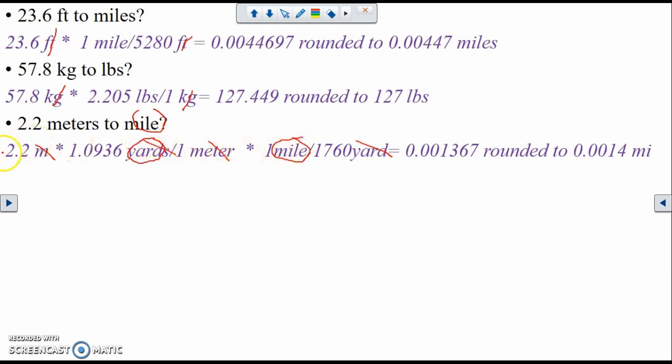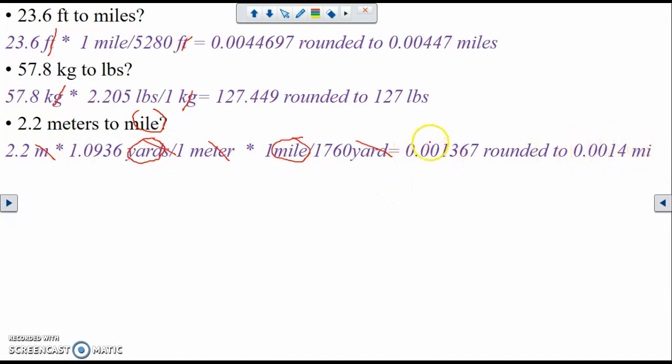We have miles. So if we do 2.2 times 1.0936 divided by 1 times 1 divided by 1,760, we have this number. Again, we need 2 significant figures. Again, this is a ratio on your exam reference sheet. This is a ratio on your exam reference sheet. It does not take part in considering significant digits. We only need 2. So significant figures are normally based on what's given to you: 2.2 meters. So we need to have 2 significant figures for the answer.